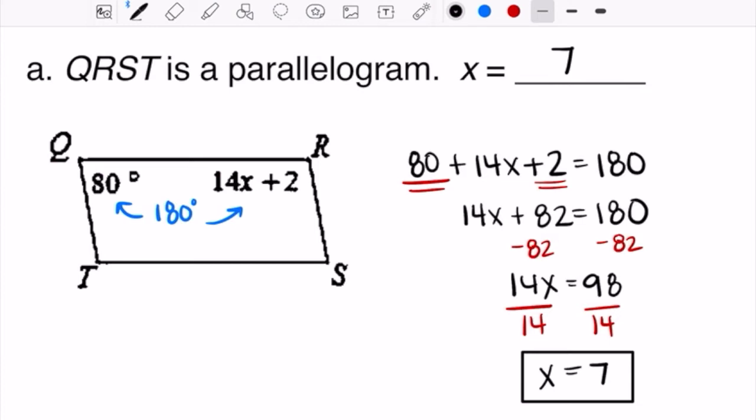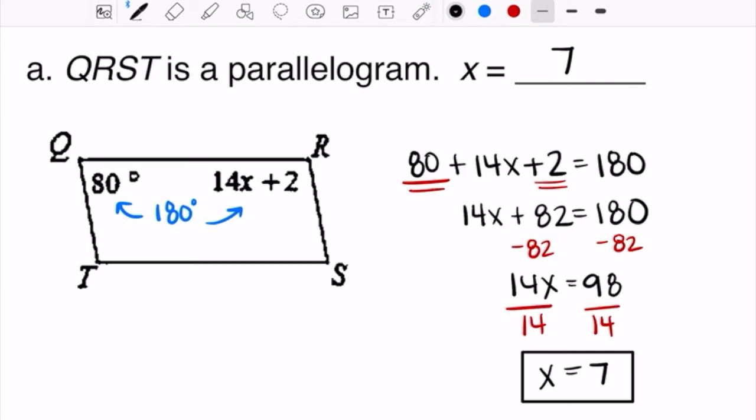Remember, you're going to be using the properties to decide how to set up the equations. So in this one, the 2 angles that are marked are next to each other. That means they're consecutive angles, and the property says that consecutive angles are supplementary. So I'm going to take 80, add it to the 14x plus 2, and set that equal to 180 because those are consecutive angles, so they should be supplementary.